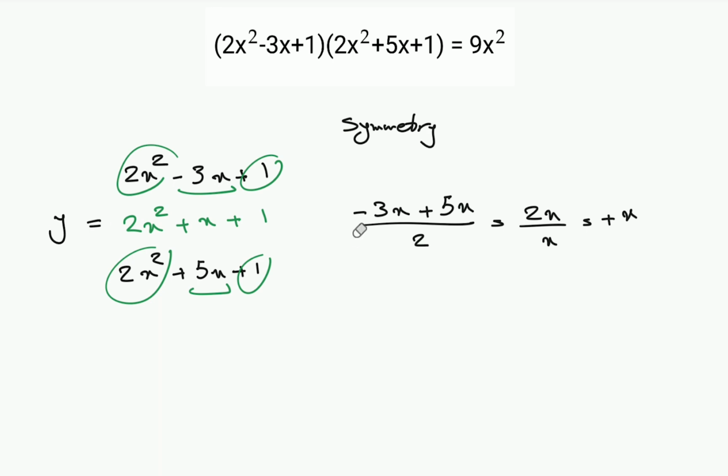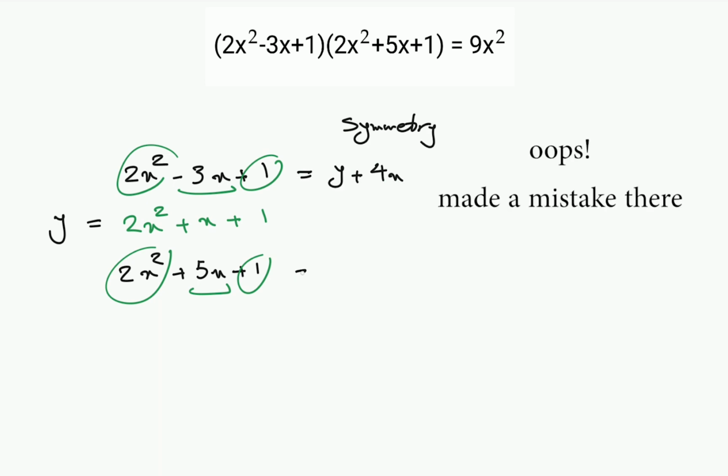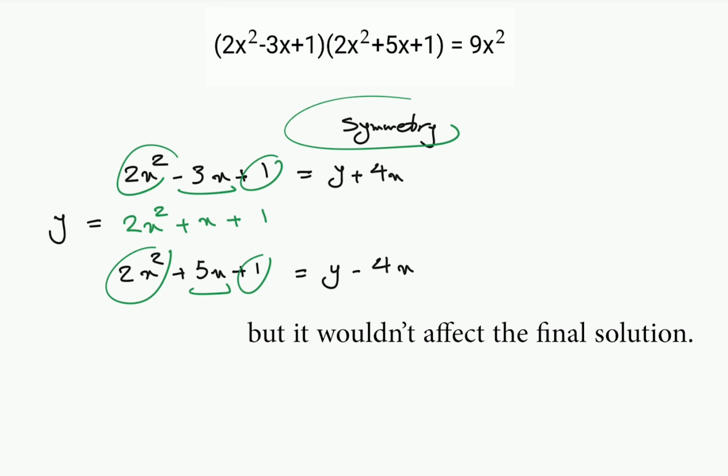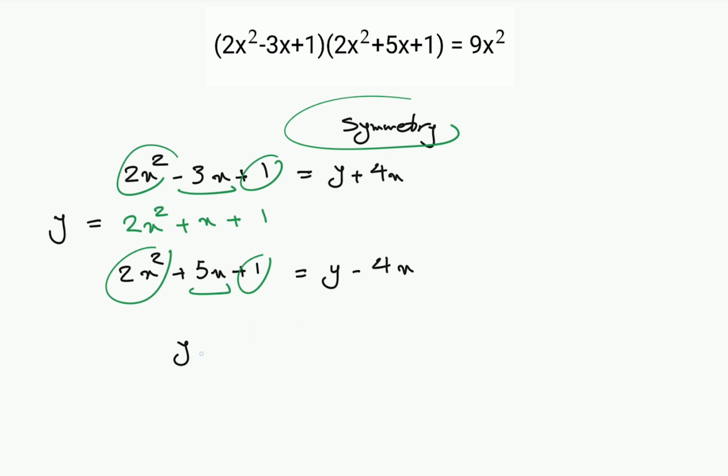Let me erase this part. So if that's y, then this one is y plus 4 times x. And this one is y minus 4 times x. And that's what I call symmetry. So now let's go ahead and insert these two expressions in the equation. We have y plus 4 times x multiplied by y minus 4 times x, and that's equal to 9 times x squared.